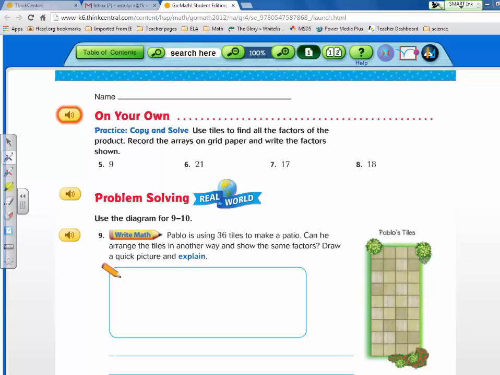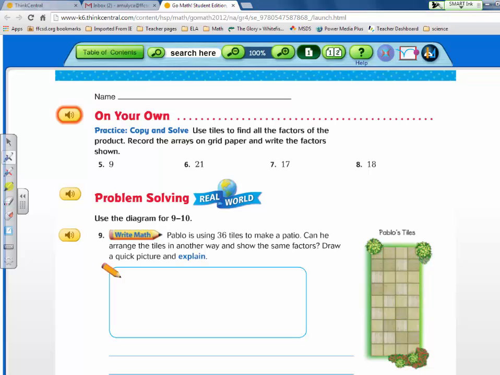Welcome to Go Math Lesson 5.1. Today we talked about how we can use models and things to find factors of numbers. And just as a review, factors are the two numbers that we multiply together to get a product.